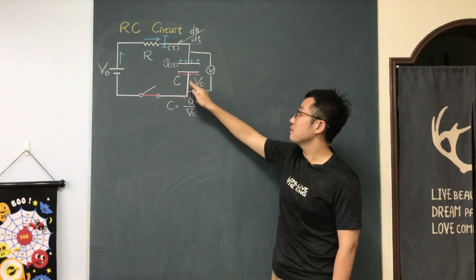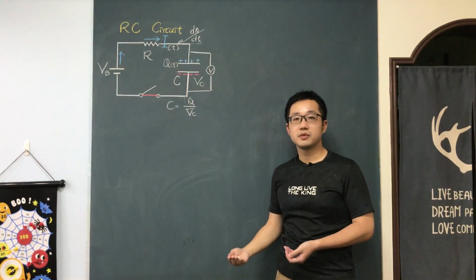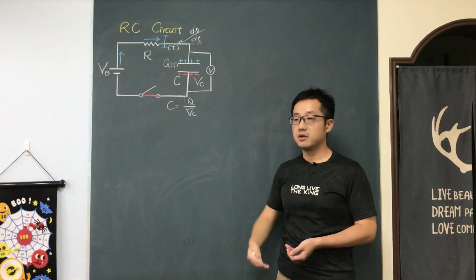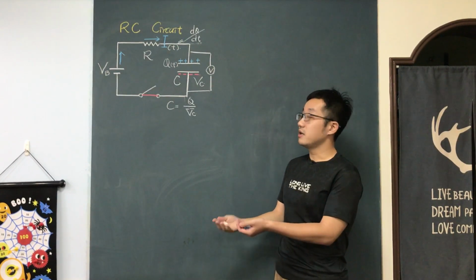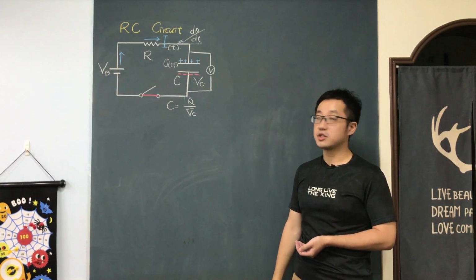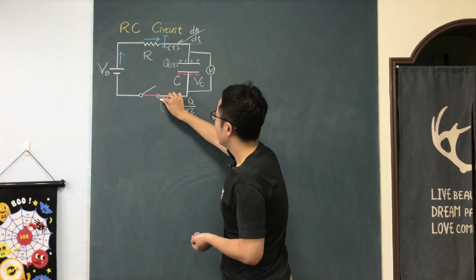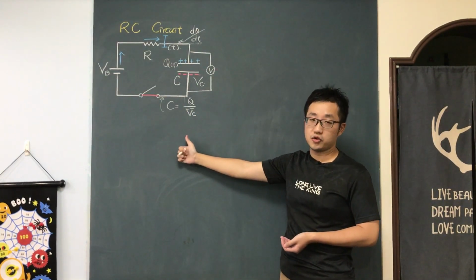You can think of your capacitor just like a reservoir, and you're trying to fill it up. If you increase the volume of your reservoir, you definitely will need more time to fill it up. So if I increase the C value, that means it takes longer to charge my capacitor.